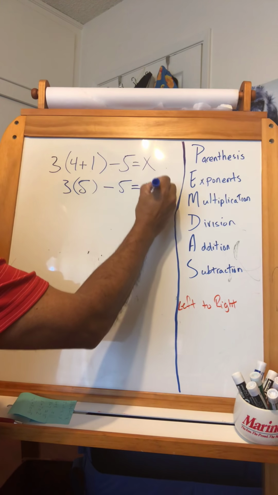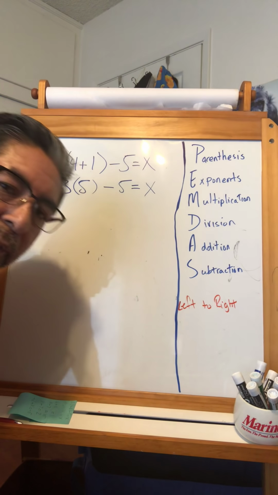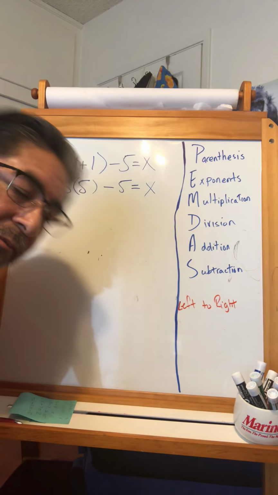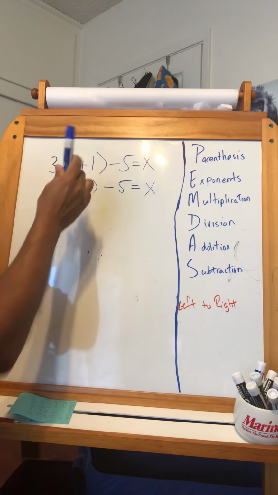Equals x. Because when we're working in algebra, that x has a change of meaning. So you usually see multiplication problems with parentheses, sometimes with the dot. So let's keep going. Now, I've completed that problem.